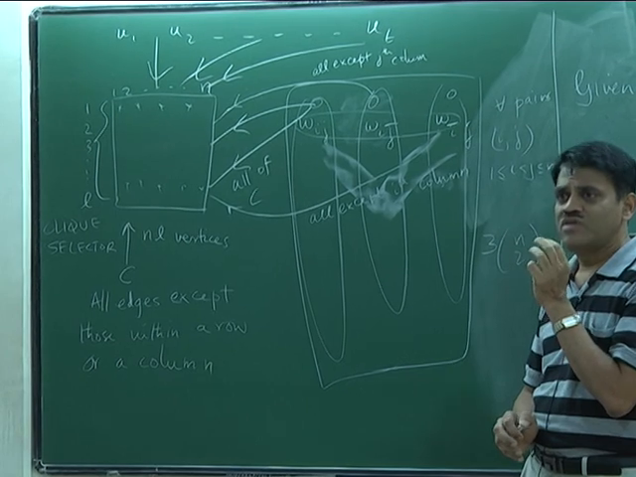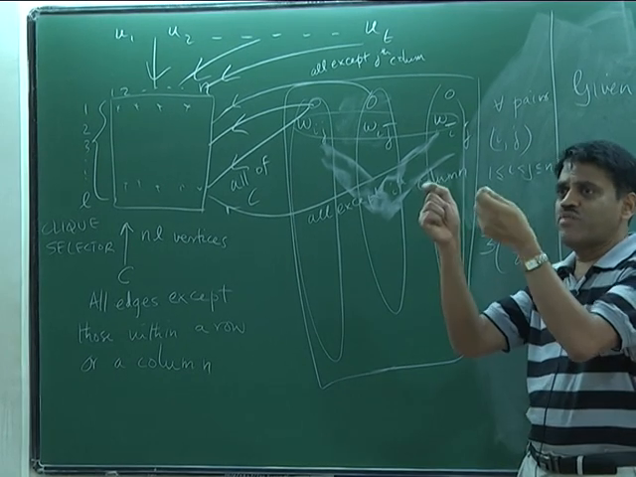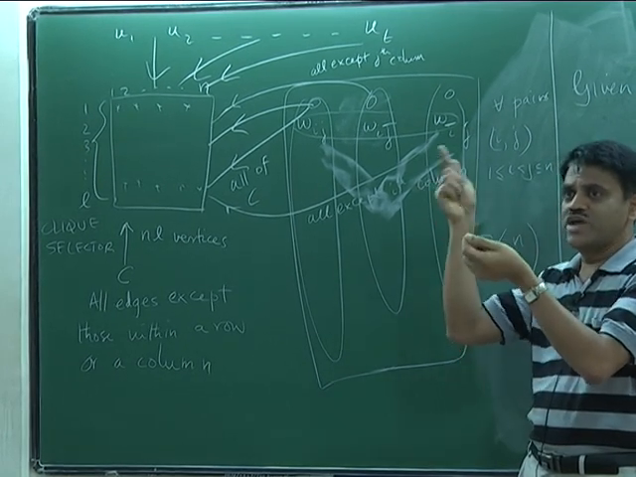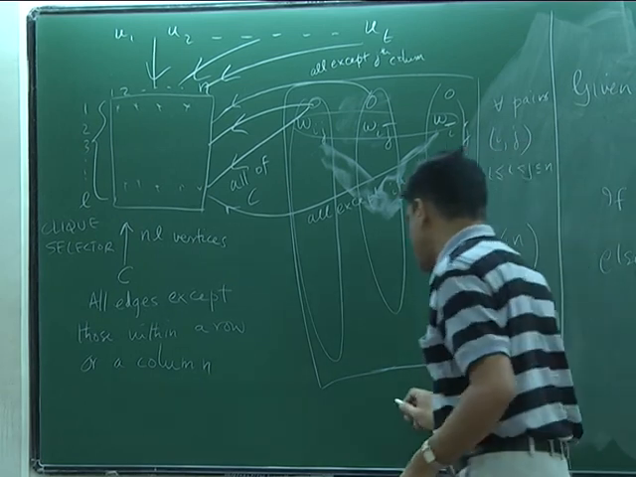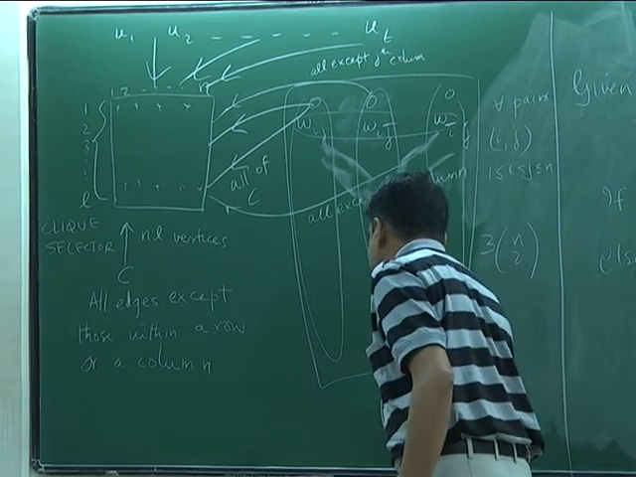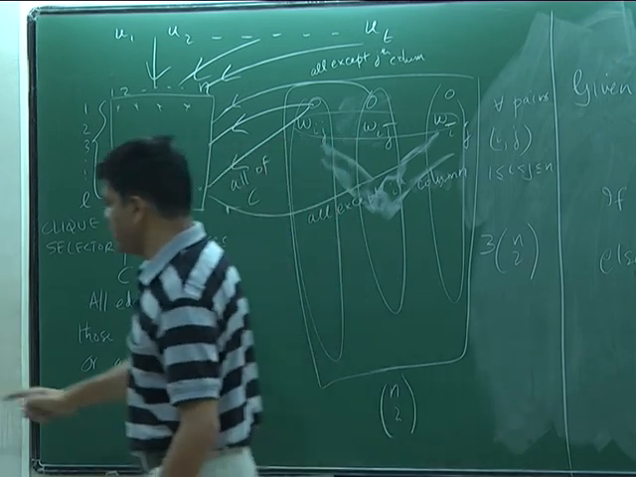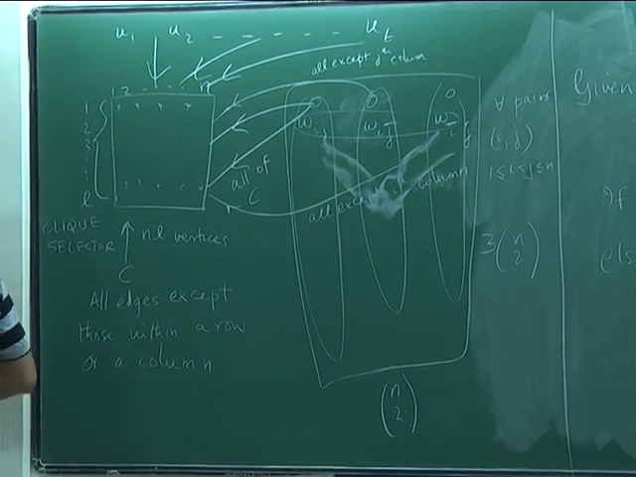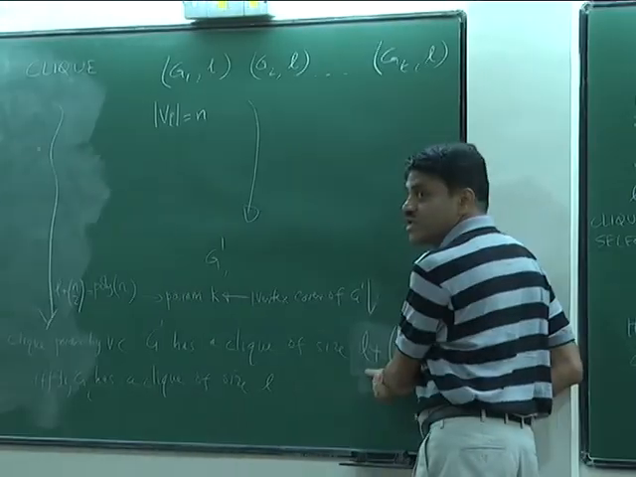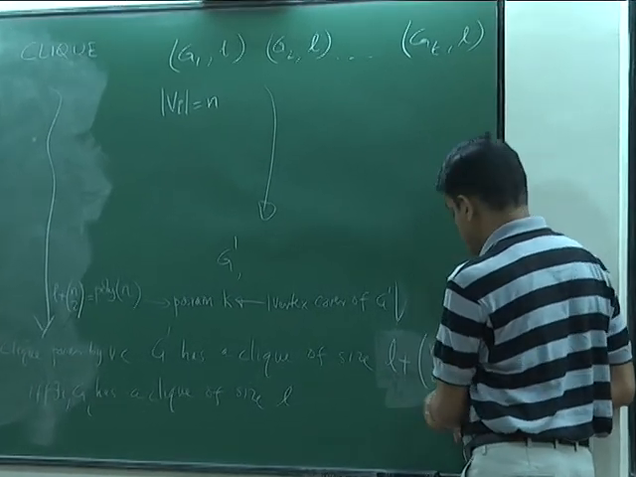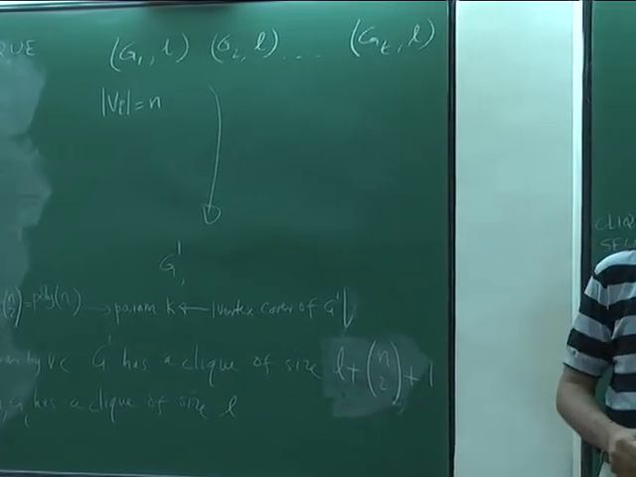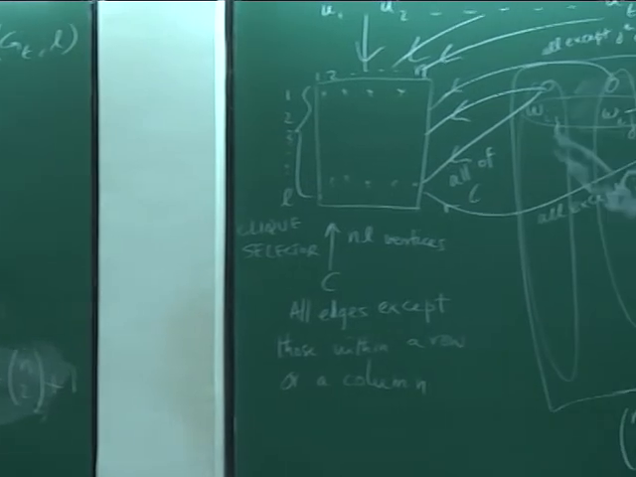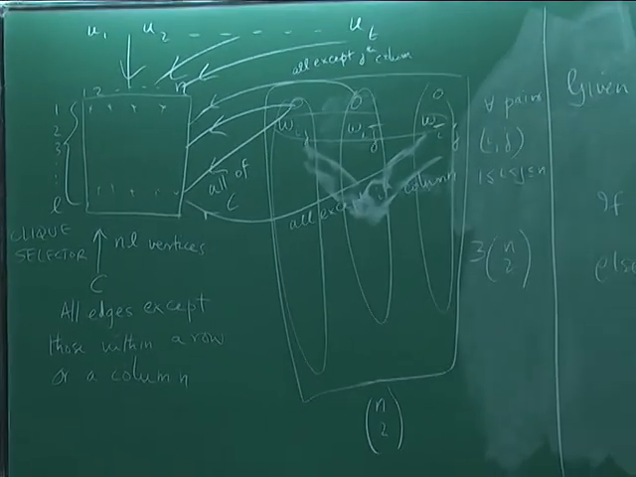N choose 2, because you can't pick 2 from a row, because there are no edges. So, the max clique possible is n choose 2 here, L here. So, even without looking at the graph, you are guaranteed about this much clique size. It is the extra 1 which is going to determine the rest of the whole thing.